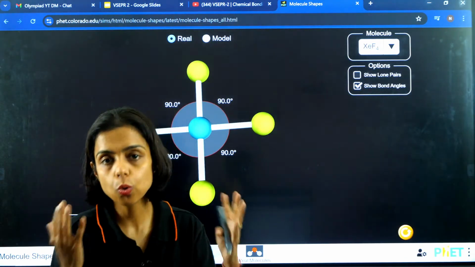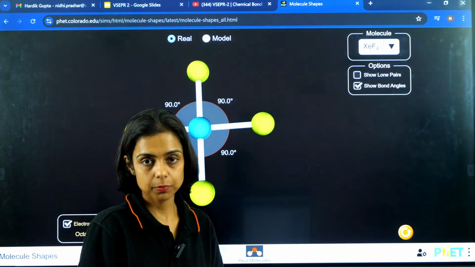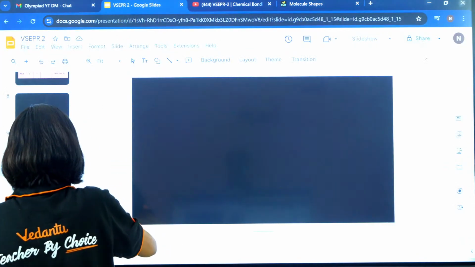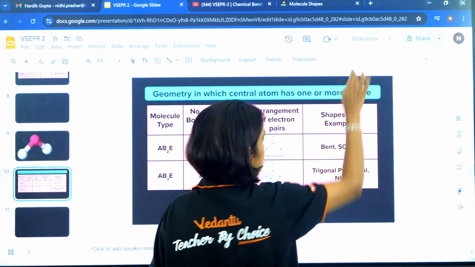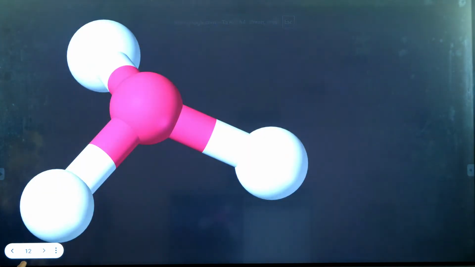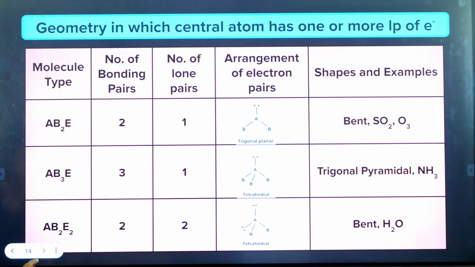If there are no lone pairs around the central atom, or if there are lone pairs around the central atom, you should know the shapes of the molecule, guys. Very, very important, very basic, fundamental. So which shape is this? Pyramidal shape is this? Bent shape is this? You can see here how many electron pairs, how many bond pairs.